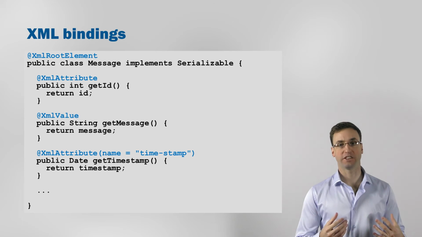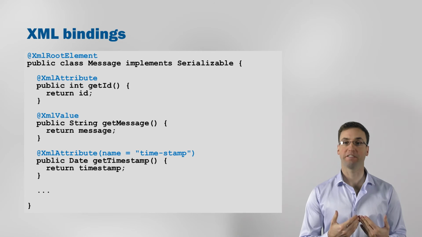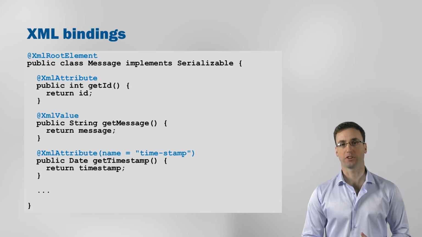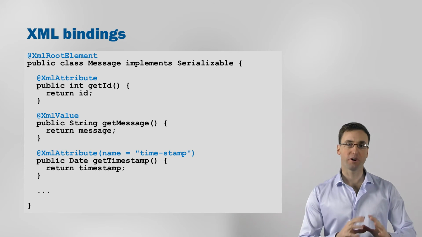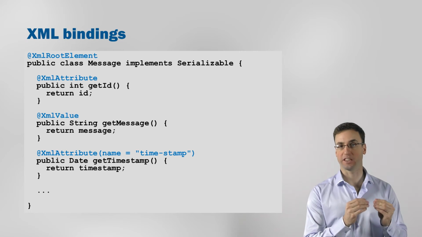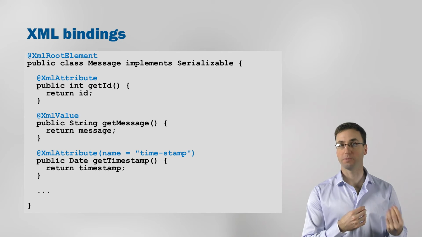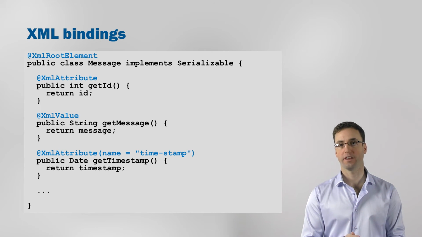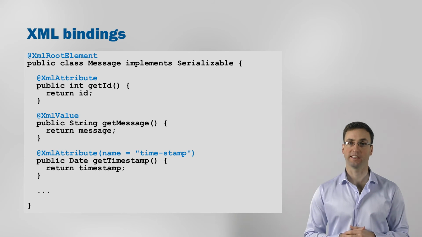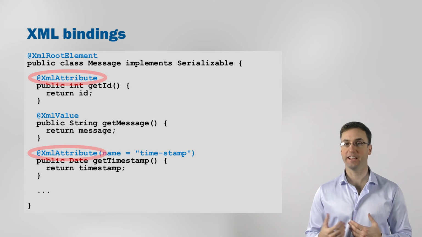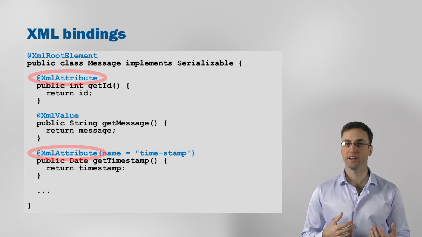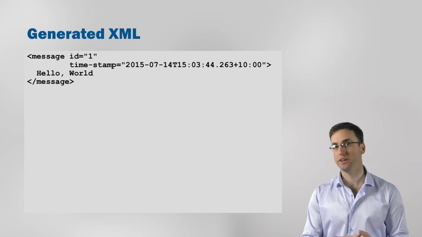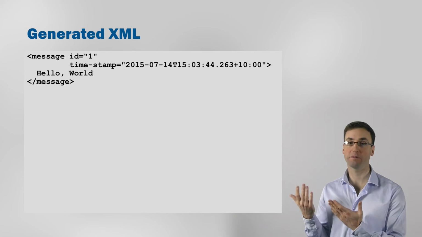JAXB has a range of other bindings that allow you to more carefully control what the XML looks like. You can find all of them by looking at the JAXB documentation. Suppose that instead of having each part of the message in a separate element, we wanted to use attributes and store the message text directly in the value of the element. Then you could use annotations such as these. I've marked the ID and timestamp to become attributes, and the message should be used as a value directly. If you use JAXB with these annotations, then you'll end up with something like this.